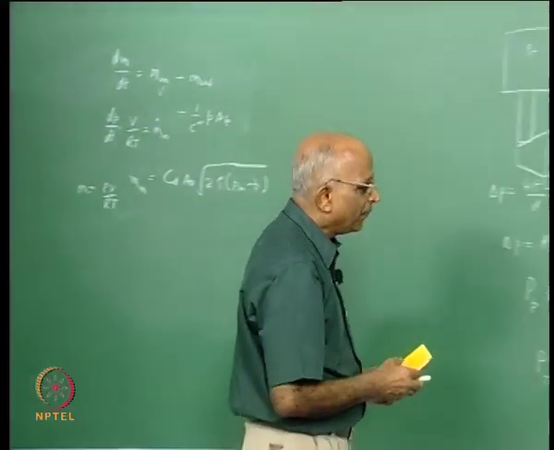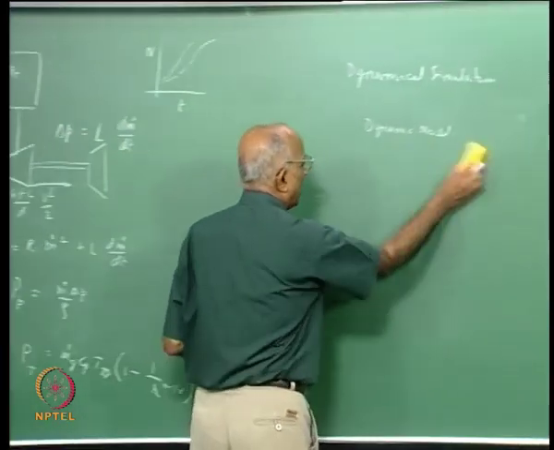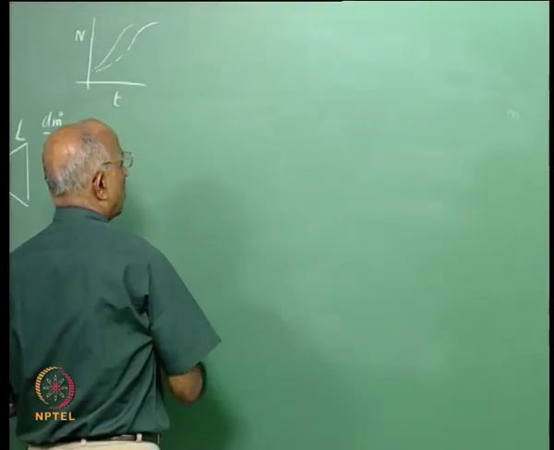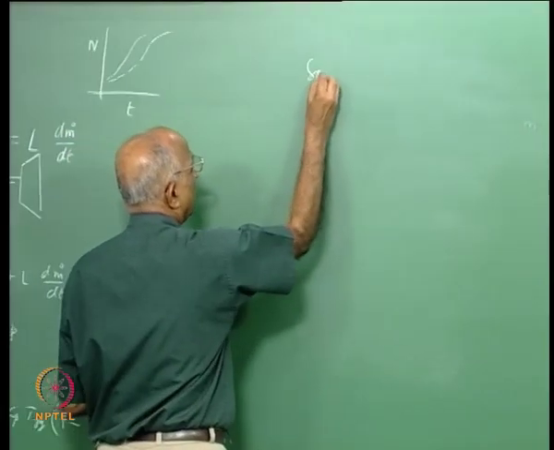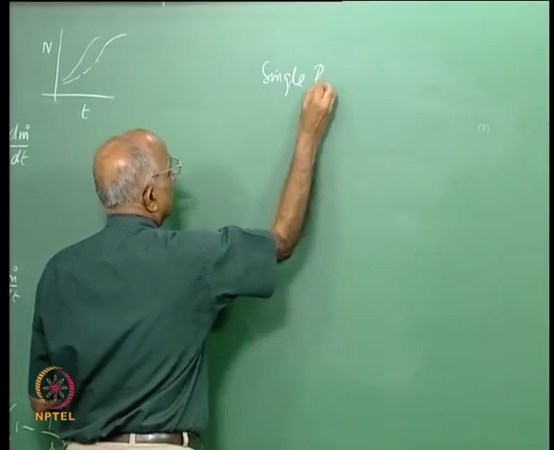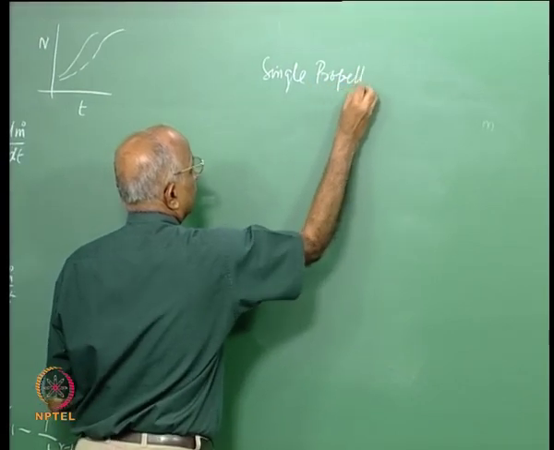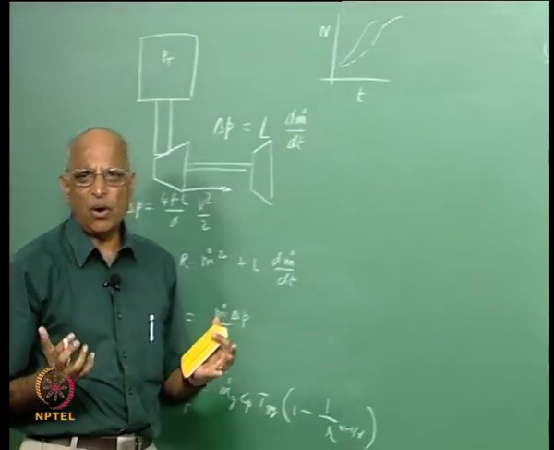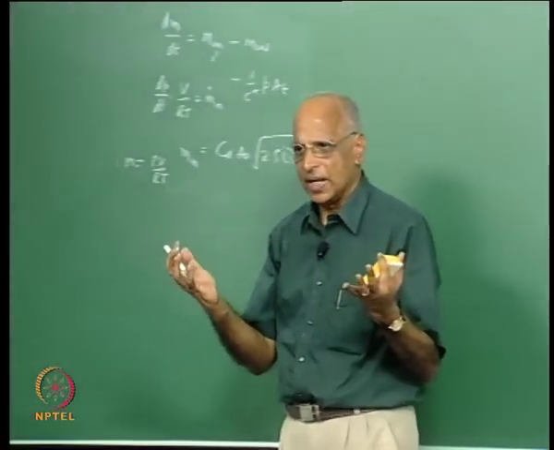Having said that, we continue with our exercise into maybe monopropellant rockets. And what are monopropellant rockets? We use a single propellant. When I use a single propellant, how does it break? How does it generate hot gases?